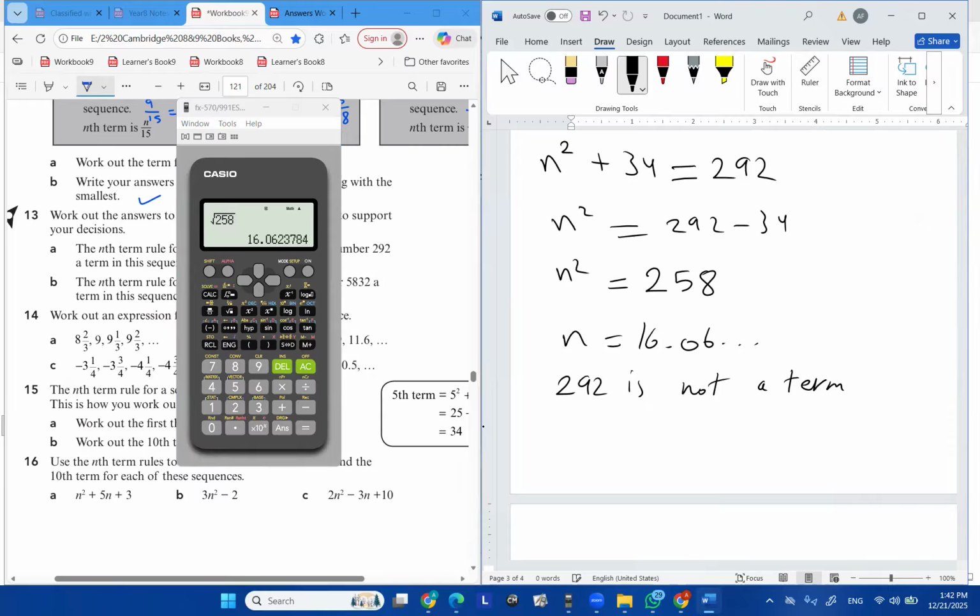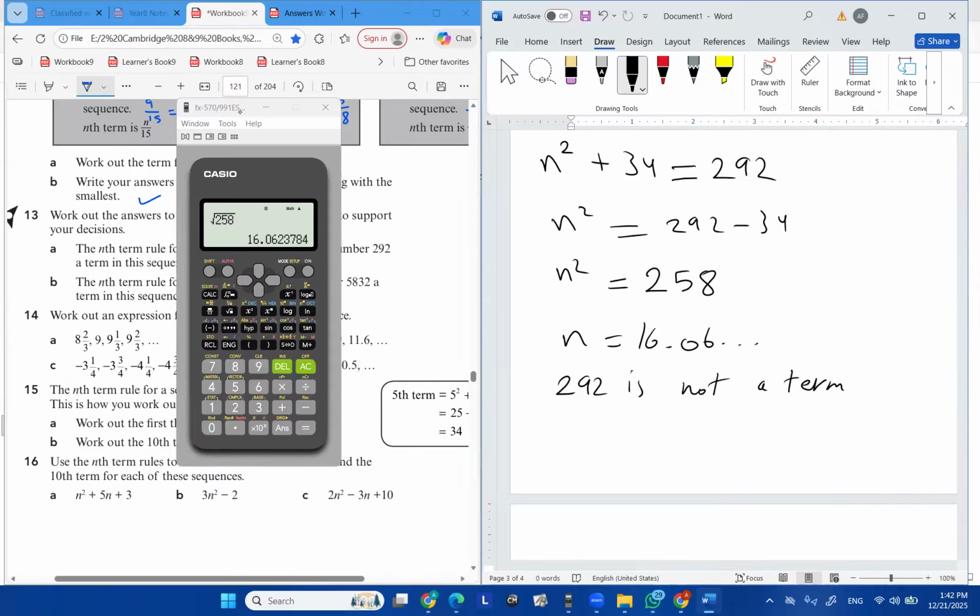This is how we know if a specific number is a term in a sequence or not. You just solve the equation and you solve for n. Find whether n is going to be a whole number or a decimal. If it is a whole number, then yes, it is a term in the sequence. If it is a decimal number at the end, then no, it is not a term in the sequence.